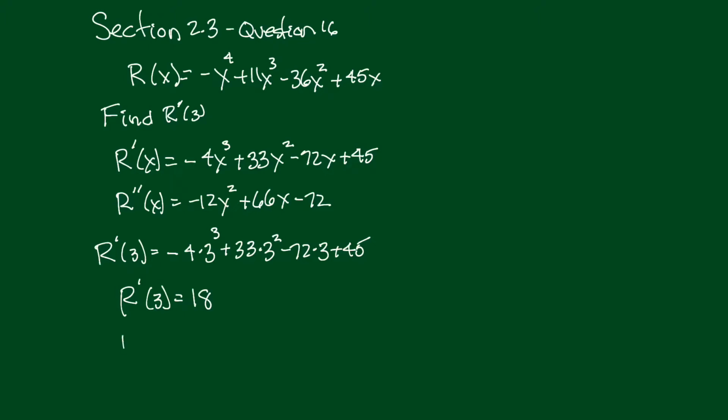Now let's do the same thing for R double prime of 3. So I'll take that 3 and put it into R double prime. So here's what it'll look like. It looks like this: negative 12 times 3 squared plus 66 times 3 minus 72. So I'm getting R double prime of 3 to be 27.